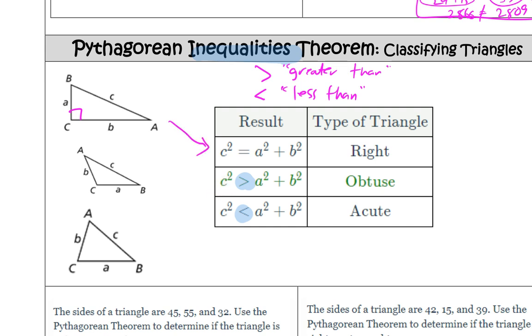But if the c squared is greater than the a squared plus b squared, it's not a right triangle. It's an obtuse one, as you can see right here. This angle is larger, so that would be obtuse. And if the c squared is less, then that would be an acute one. That would be an acute angle for C, this would be an obtuse angle for C, and this would be a right angle. So we can just tell if it's right, obtuse, or acute just by comparing those. That's called the inequality theorem.